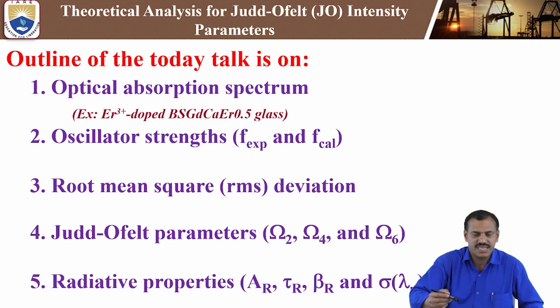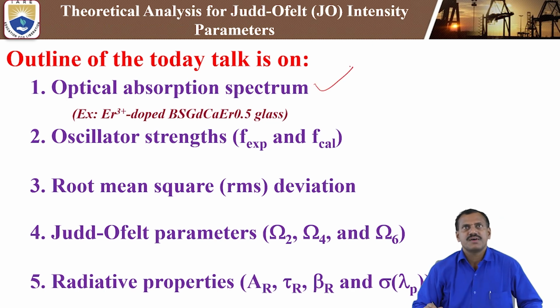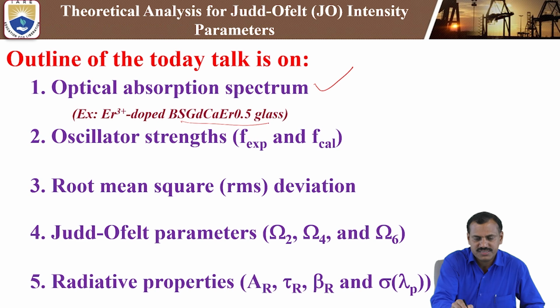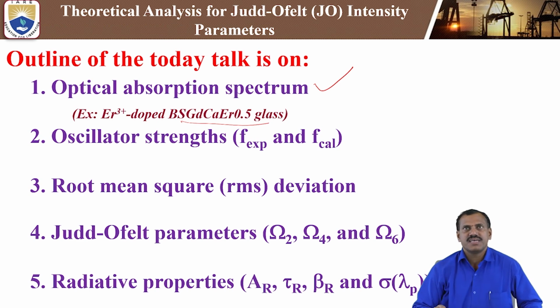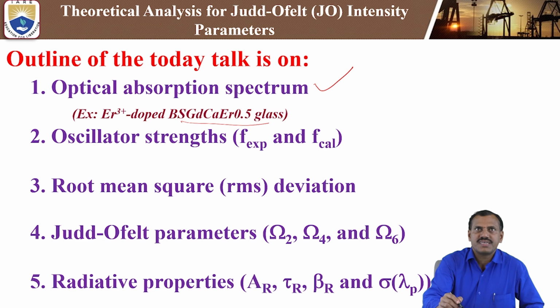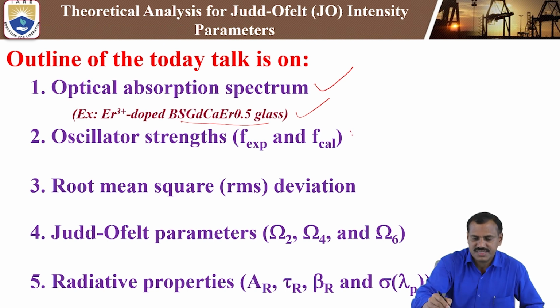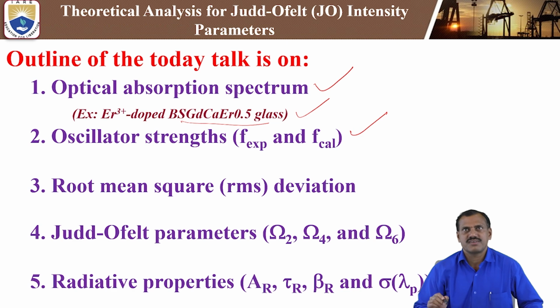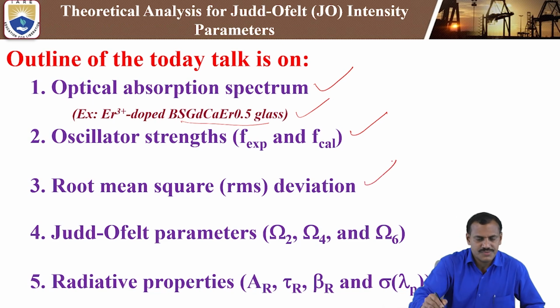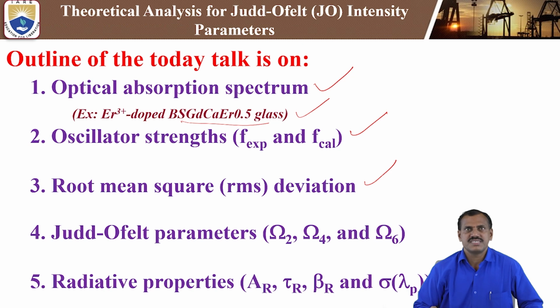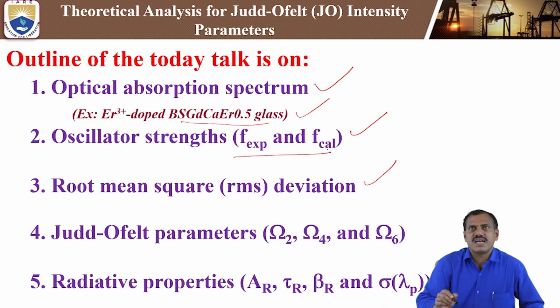The outline of today's talk begins with the optical absorption spectrum. As an example, we are taking erbium 3+ doped glass with 0.5 concentration. We need the absorption spectra of any rare-earth doped glass sample. Next, we are going to calculate the oscillator strength, both experimental and calculated, using the Judd-Ofelt intensity parameters. Third is the root mean square deviation, that is RMS deviation, which we study using the f experimental and f calculated values.